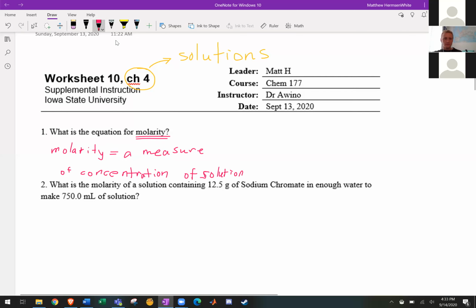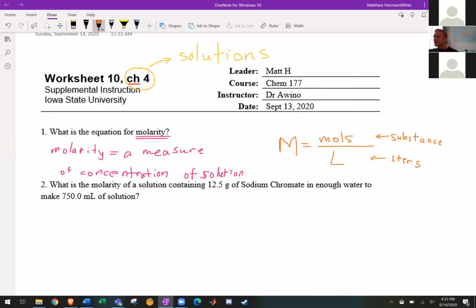So the equation for molarity is capital M, which stands for molarity, equals the moles of your solute divided by the liters of solution. So this is liters, and this is moles of your substance, divided by the total liters of the solution that you're making.